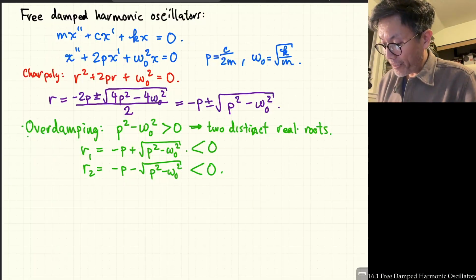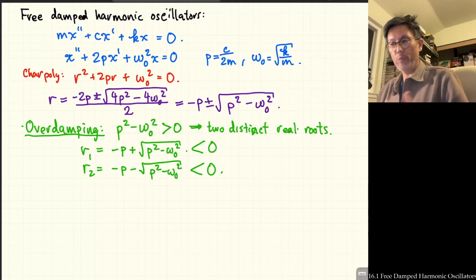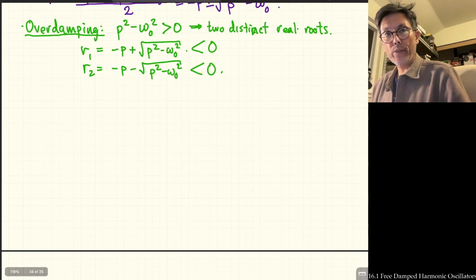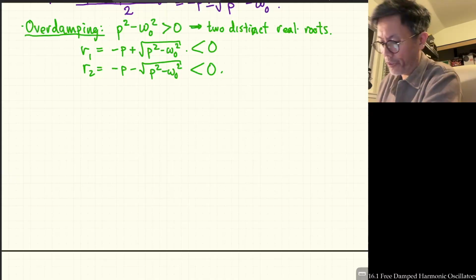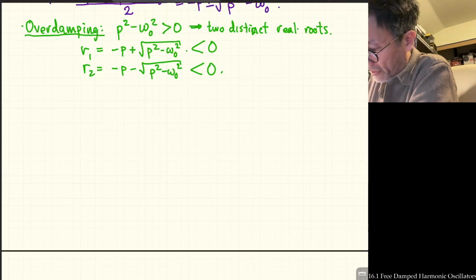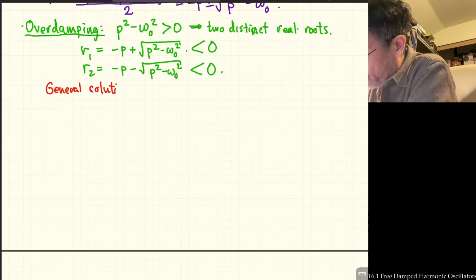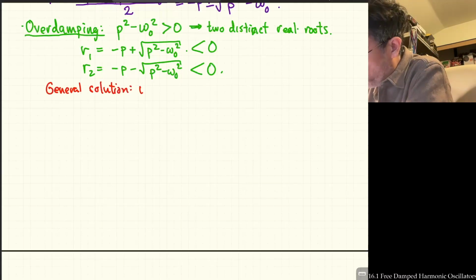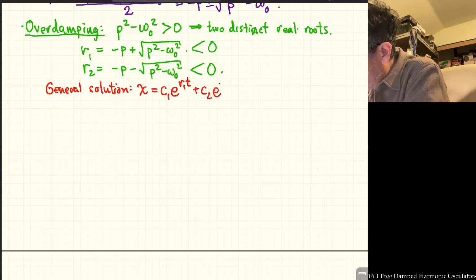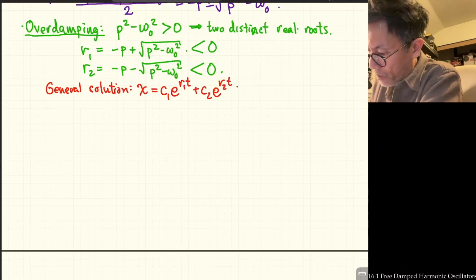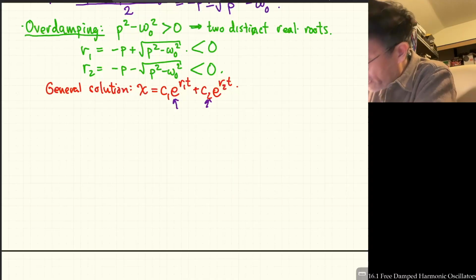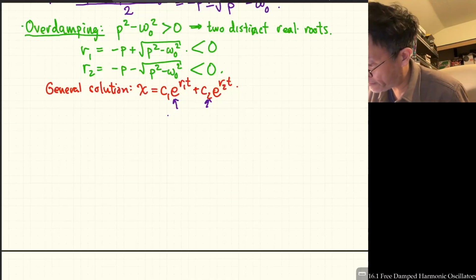And why that's interesting is because in the overdamping case, what we get is the following. We can write down the solutions. I'm going to call them R1 and R2, but now the general solution in this case is x equals C1 times e to the R1t plus C2 times e to the R2t. And the point I want to make is that both this and that are decaying exponentials.